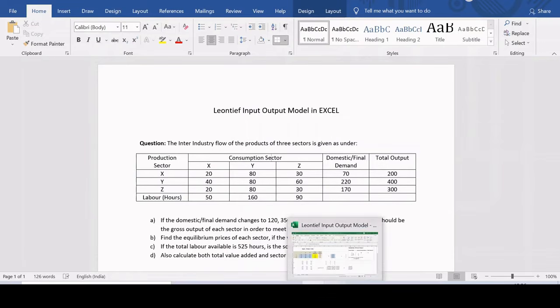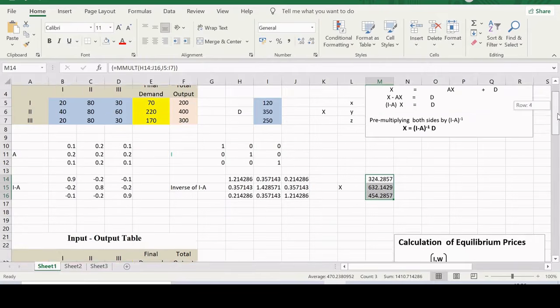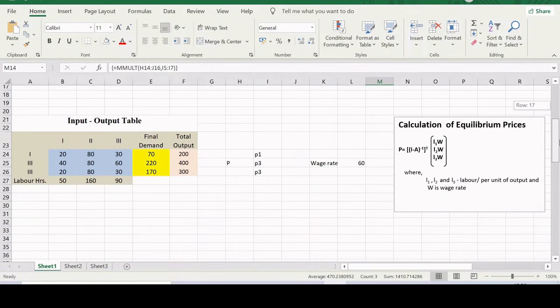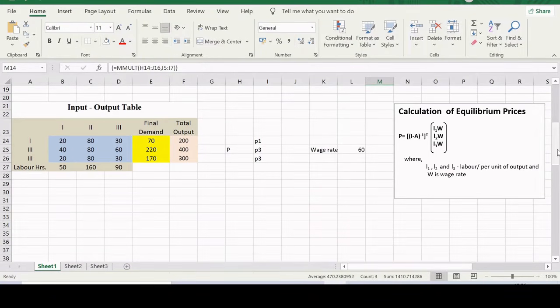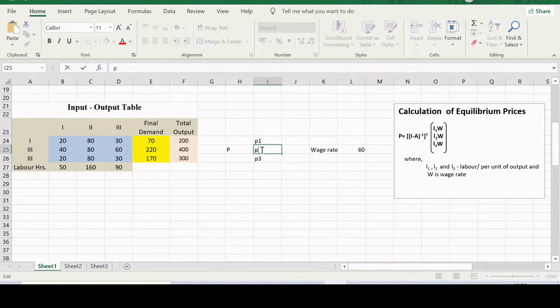And to find out the equilibrium prices, we have a formula for that. Before coming to the formula, I have assumed that the equilibrium prices for the three sectors be P1, P2 and P3. And let me correct this. The wage rate is rupees 60 per labor hour.